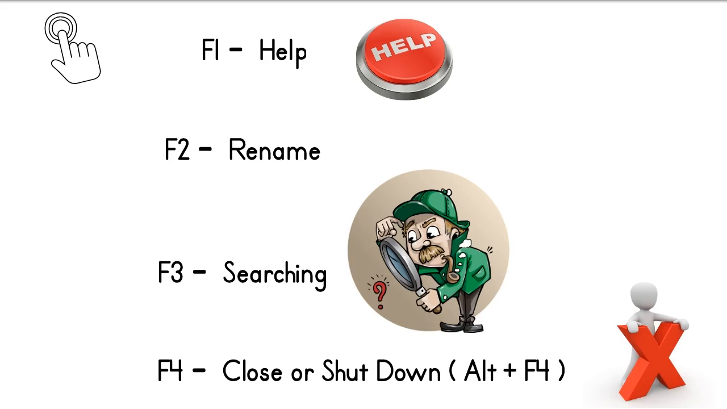Whereas F3 is for searching. Let's say you have any topic to be searched, just click the F3 key and the searching menu will be available to you. You just write your searching keyword and you will get the help. And F4 is basically used for closing any application, and also for shutting down the computer, but it is used with a key combination like Alt F4. So this is the first set of keys.